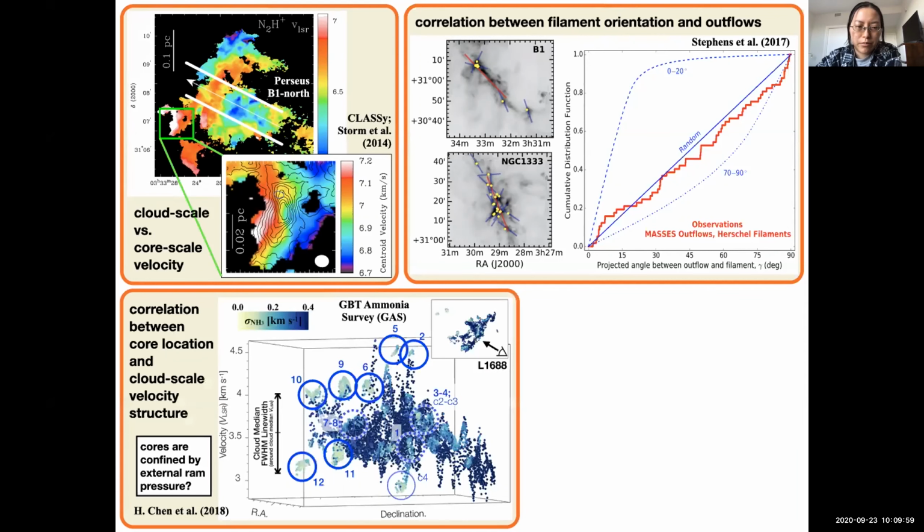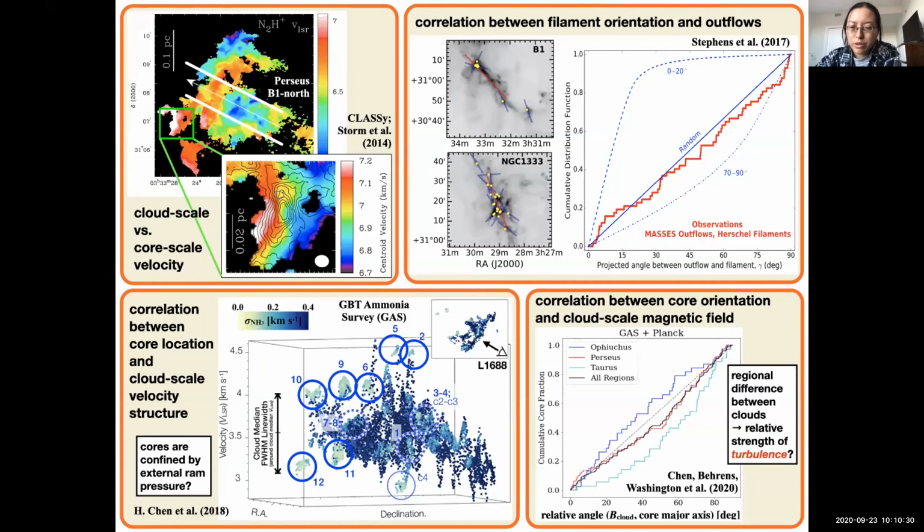A slightly different example uses the GBT ammonia survey data by Chen. He looked at the location of the dense cores and compared that to the velocity structure in the cloud. He found that these cores all locate at local maxima or local minima of the line-of-sight velocity. So this may mean that these cores are formed, or triggered to form, by the compression of the gas flow. The other example is something we did last year with two undergrad students, and Rachel Friesen and Laura Fissel here.